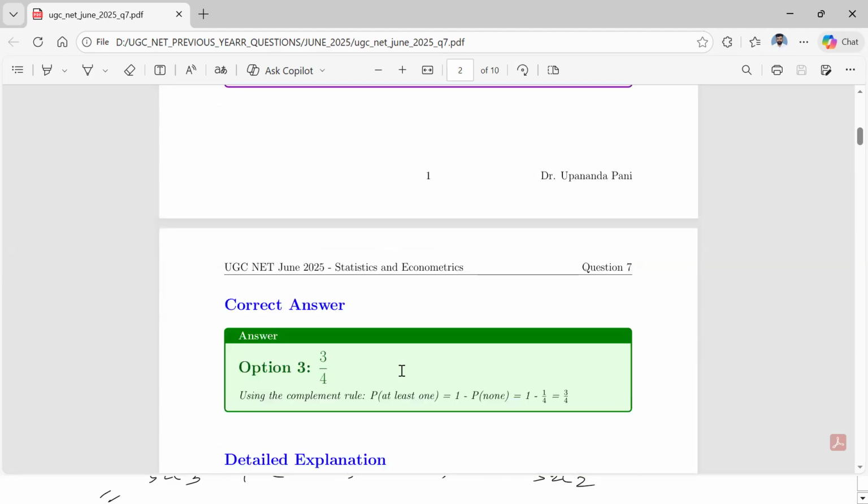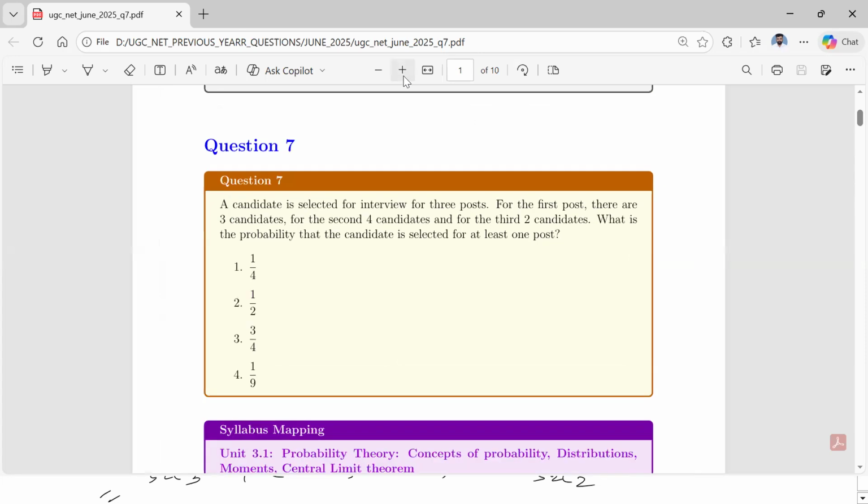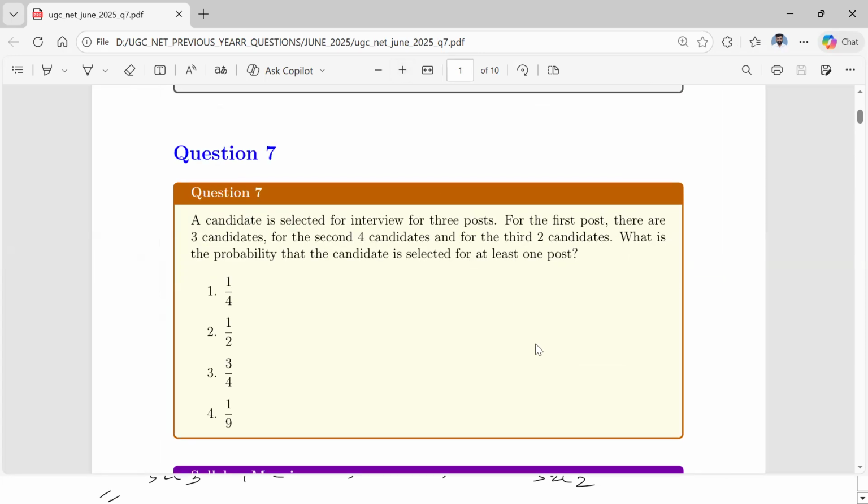Is the screen visible? Sangeeta? Yes, sir. Question number 7 is visible or not? Yes, sir. It is visible. A candidate is selected for interview for 3 posts. For the first post, there are 3 candidates. For the second, 4 candidates, and for the third, 2 candidates. What is the probability that the candidate is selected for at least one post?